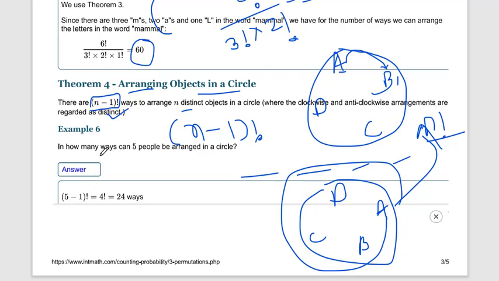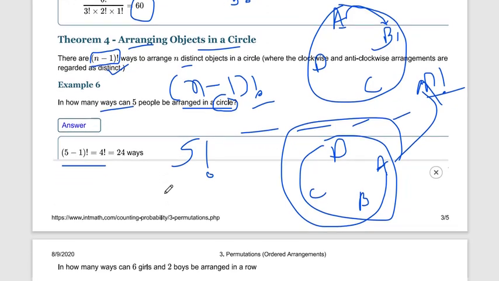So in how many ways can 5 people be arranged in a circle? Simple, you have to deduct 1 and then use factorial. Now say they have not given a circle but a row, so how many ways are there? Simple, 5 factorial, our first theorem. For a circle we have to deduct 1 first and then take the factorial.